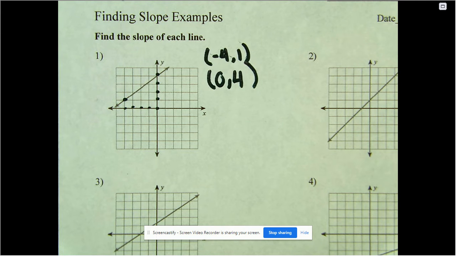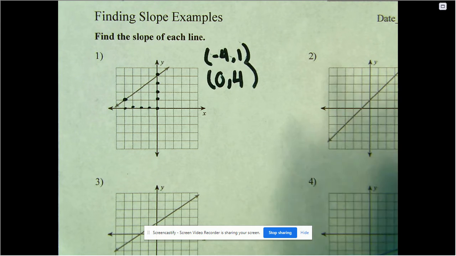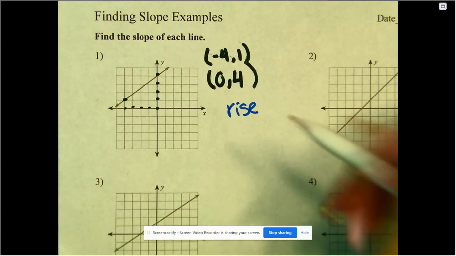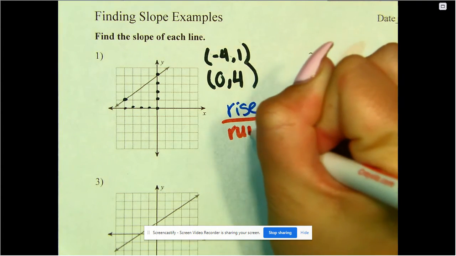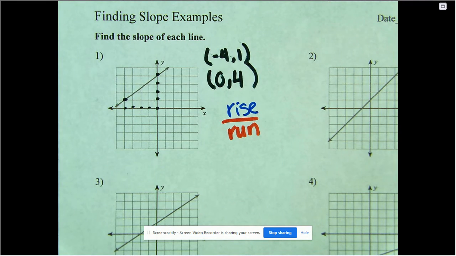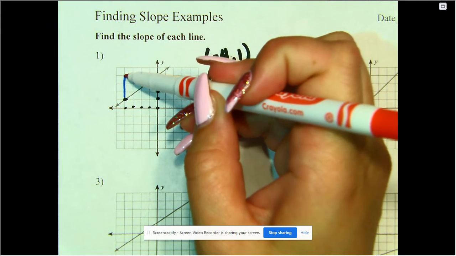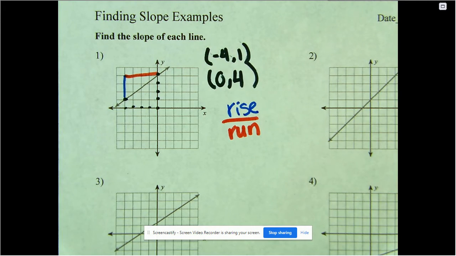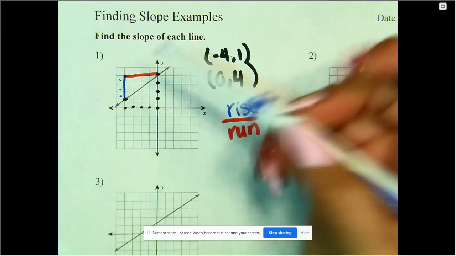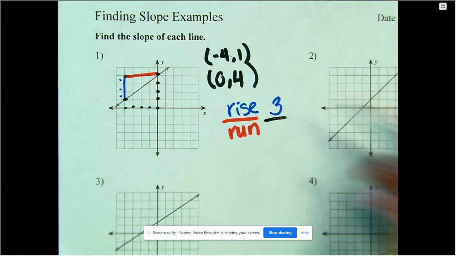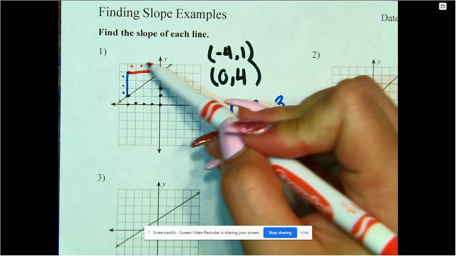Okay, so let's recall that slope is rise over run, or rise up, run out. I'm going to go up and I'm going to go over, rise up, run out between those two points, and then I'm going to count my squares. 1, 2, 3 was the rise, and then the run was 1, 2, 3, 4. So over 4.